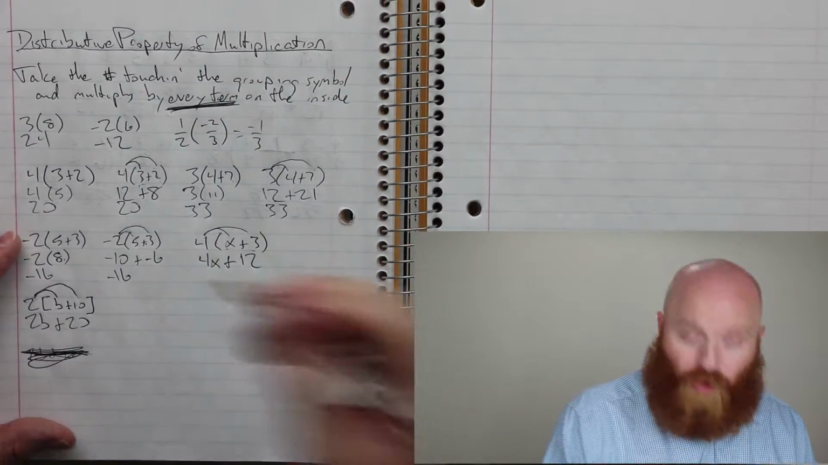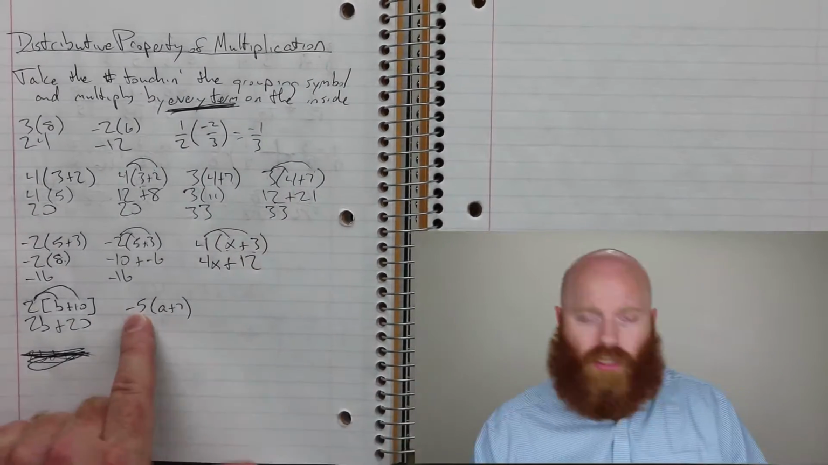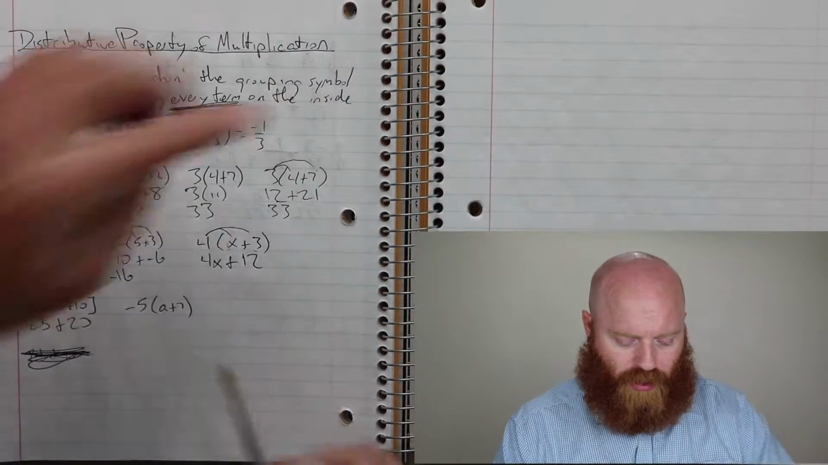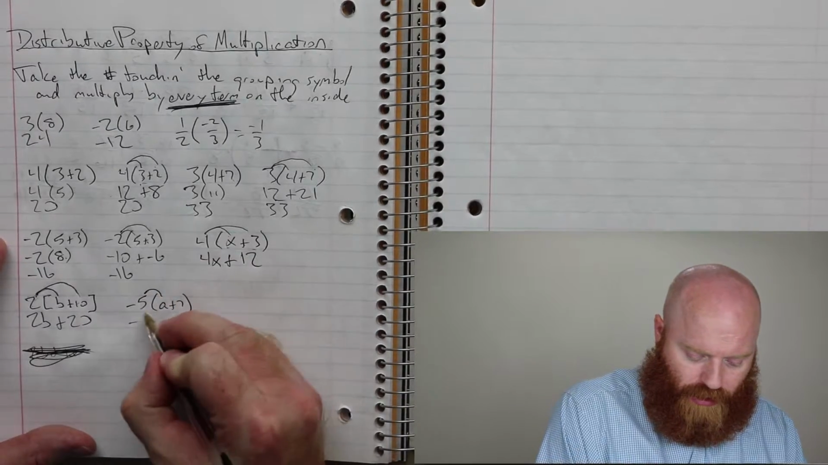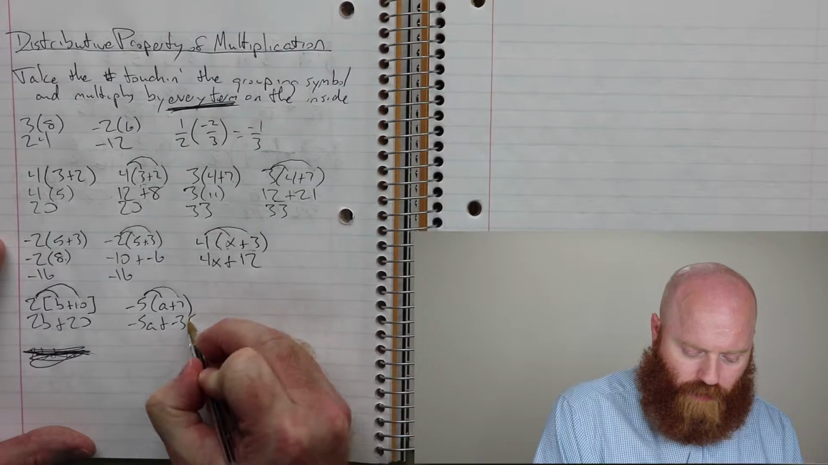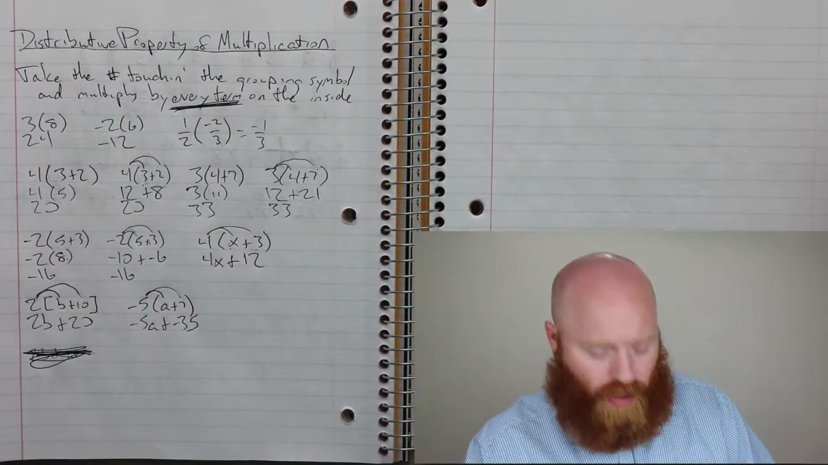All right, what about negatives? Okay, -5 times the quantity A plus CN. Take the number on the outside and multiply times every term on the inside. What's -5 times A? That's -5A. Bring that plus, always bring that plus. -5 times CN, that's -35. That's the answer. -5A plus -35.